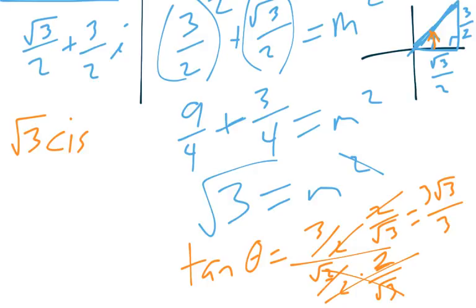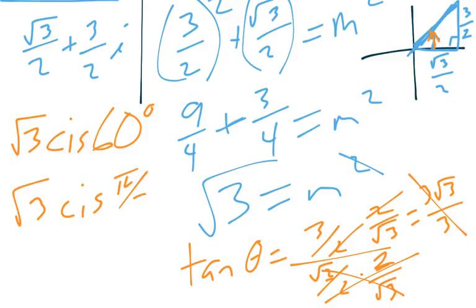You don't even have to punch that one into your calculator, because you may recognize that this works out to the tangent of 60 degrees, because you recognize that the square root of 3 is the tangent of 60 degrees. Hopefully you recognize that, and this works. Of course, if we wanted it in radians, that would be square root of 3 cis pi over 3, and that would work as well.